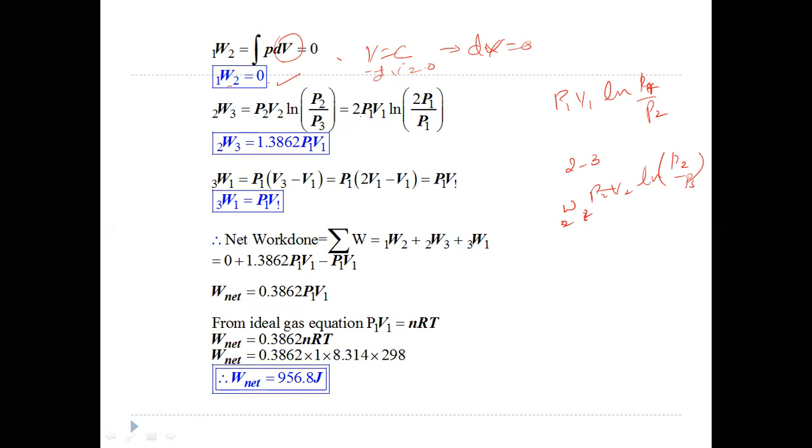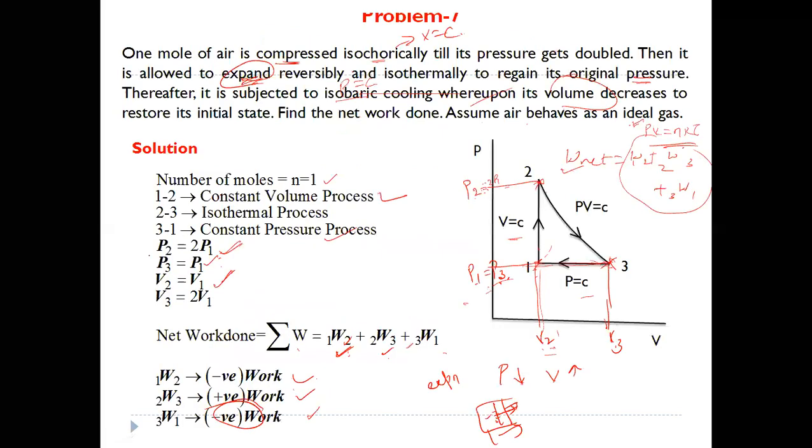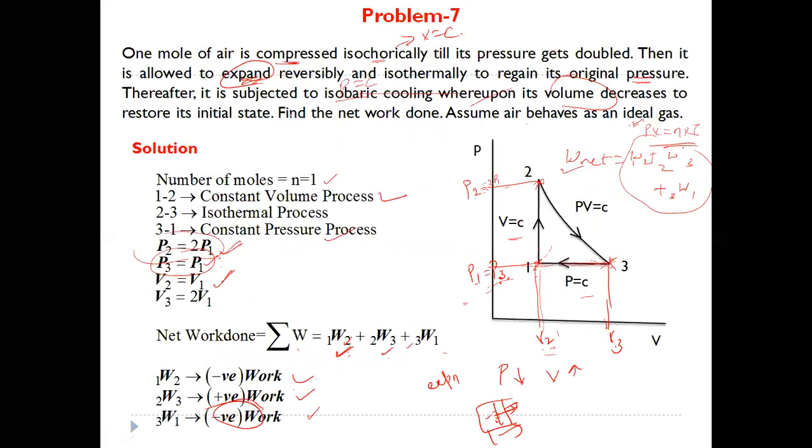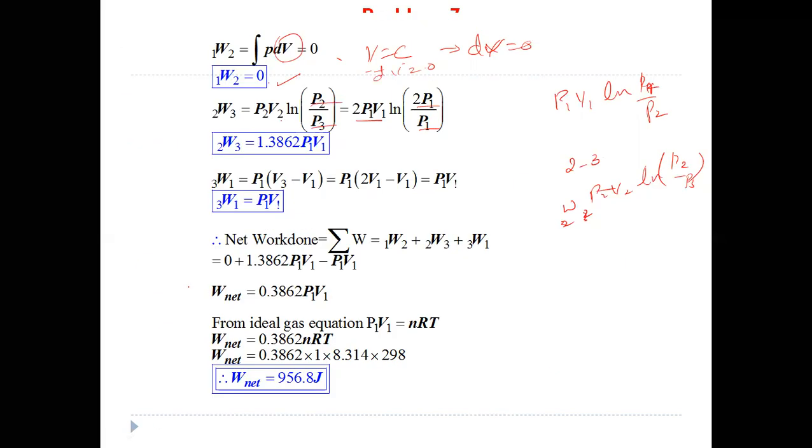Here the final pressure P2 is given as 2 into P1, and P3 is given as P1. So I have substituted that: P2 is 2 P1, P3 is P1, and V2 is equal to V1 here. So I have written V2 is equal to V1.